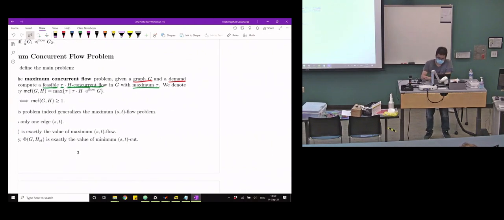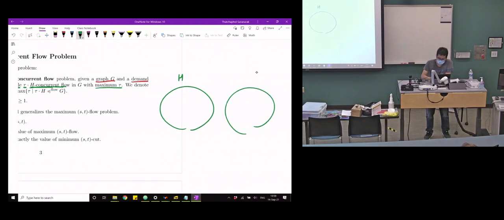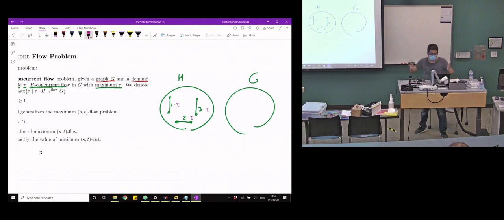So yeah, you have H and you have G, and you have a bunch of demand. You would like to send it concurrently with some scale, and that scale should be as big as possible, times tau. You want to find a maximum tau such that with this scale of tau, there is still a flow that is feasible.